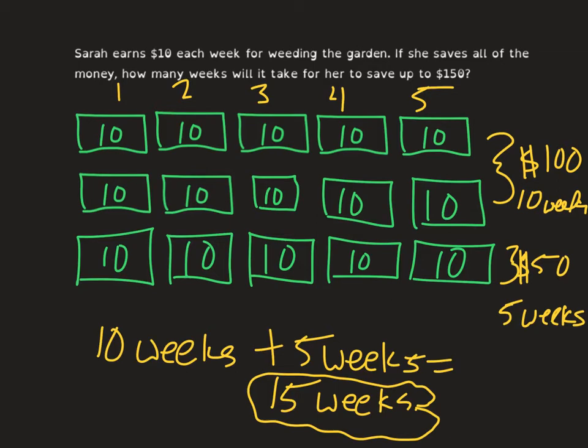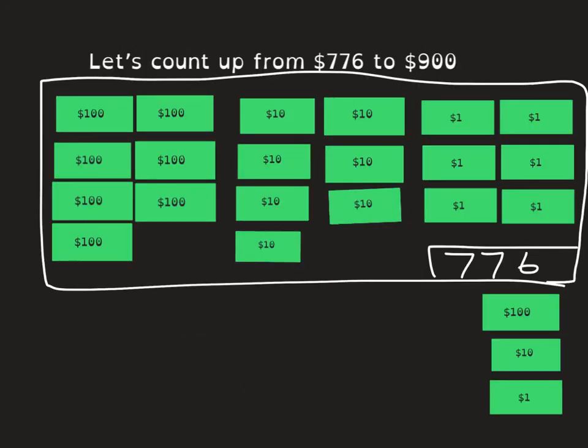Not bad. Okay, let's take a look now at actual counting up strategies. We're going to count up from 776 to $900. Now, this may look familiar, where we draw and box our starting number, and then we're going to count up using other symbols. But we need to use our 3 steps.